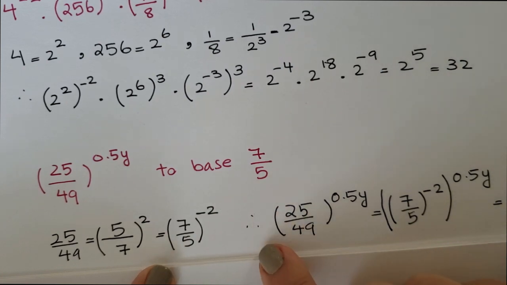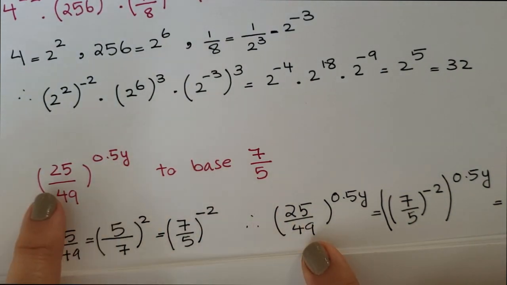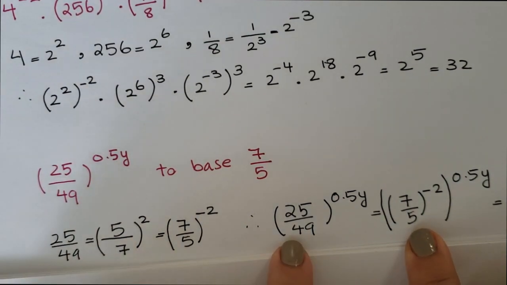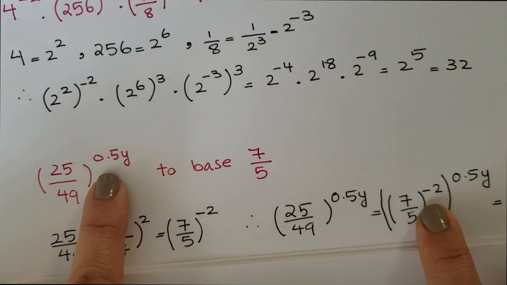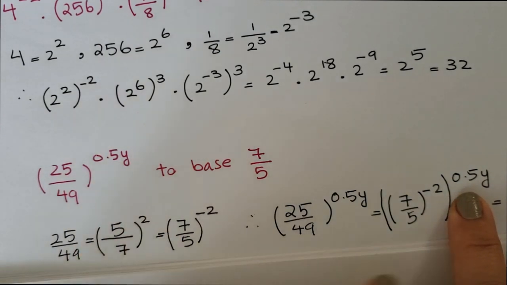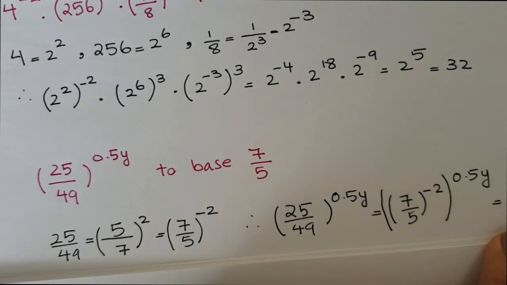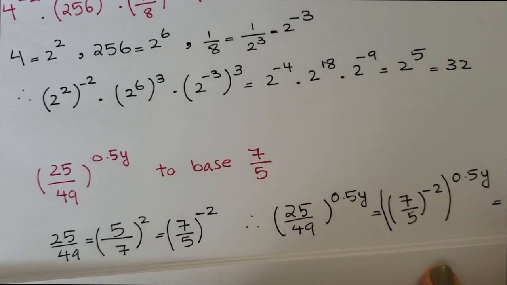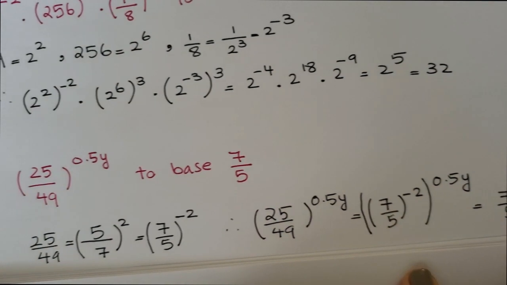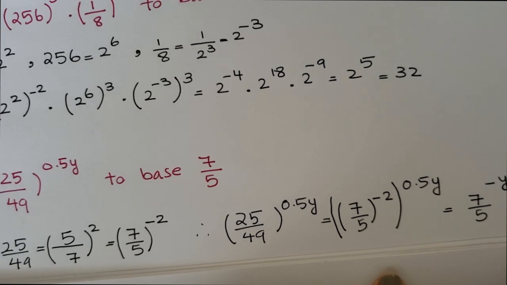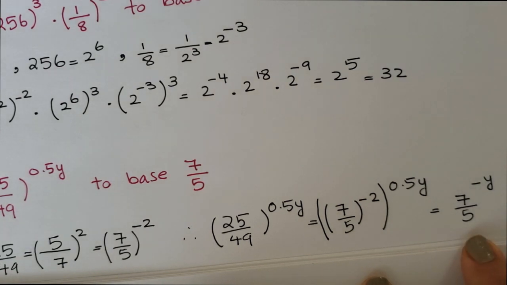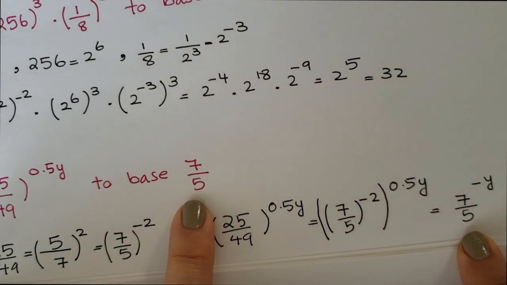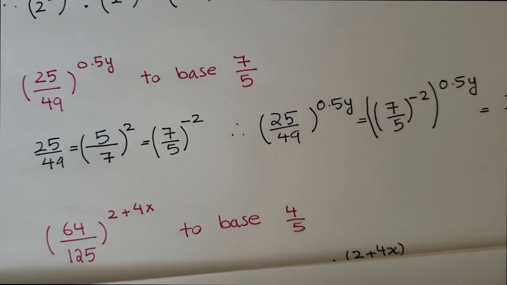All right. So now the next step, I simply substitute. So here 25 over 49, I put it as 7 over 5 to the power negative 2. And here it should be raised to this power. Okay. So I just put the base and I multiplied these two numbers. So negative 2 times 0.5 would be negative y. And the base would be 7 over 5. That is what was required. Okay, next one.